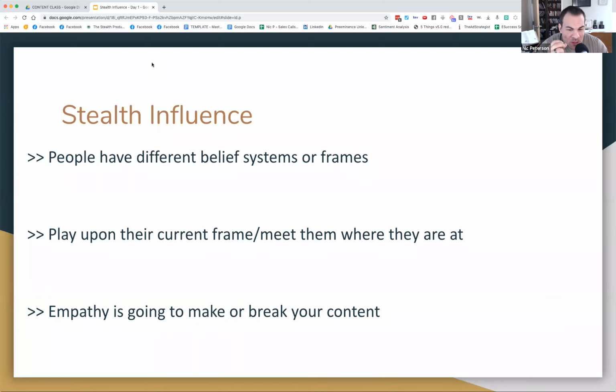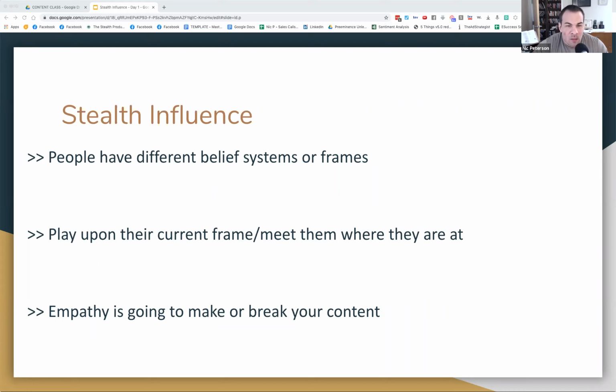And empathy is going to make or break your content. Empathy is everything. Look at the world right now. We're in the middle of riots. We're just coming off the back end of COVID-19. Empathy is going to make your content. Lack of empathy will bury you. So you have to understand people's different belief systems. Fortunately, I built a system for it, so it's really, really simple, right?